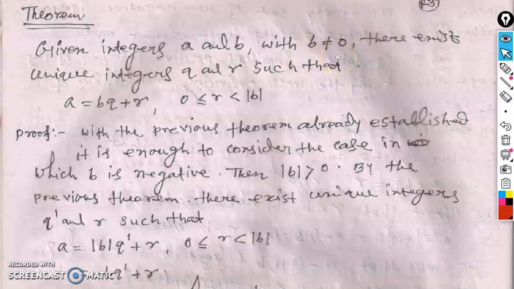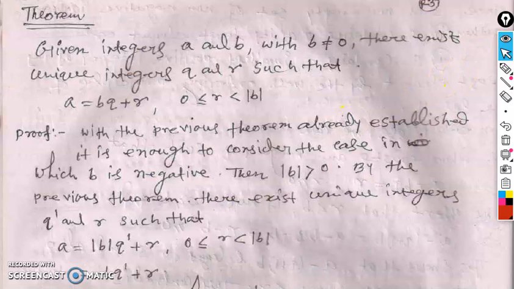That means when you divide some quantity by another quantity, this other quantity, the divisor, should not be equal to 0. Exactly for that reason, we can find a equals bq plus r, where r is called the remainder. The remainder should lie between 0 and mod b.